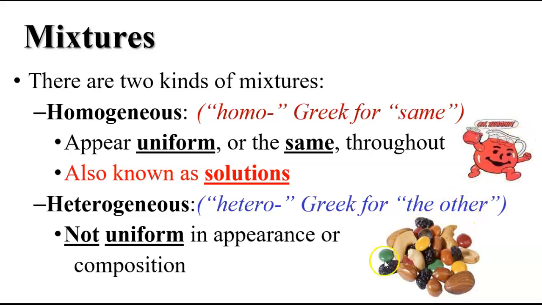So I see trail mix. I can see the cashews and the raisins and the M&Ms. There's the difference, okay? So it's a different mixture, a hetero mixture. I'm going to take you through some examples before I turn you loose.